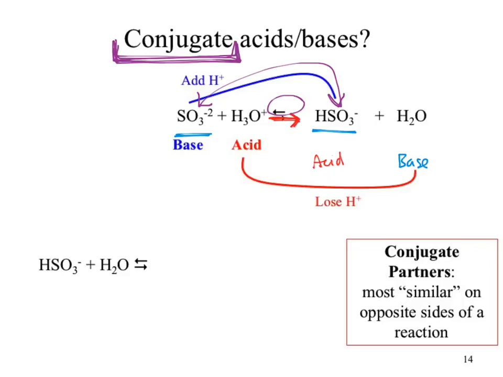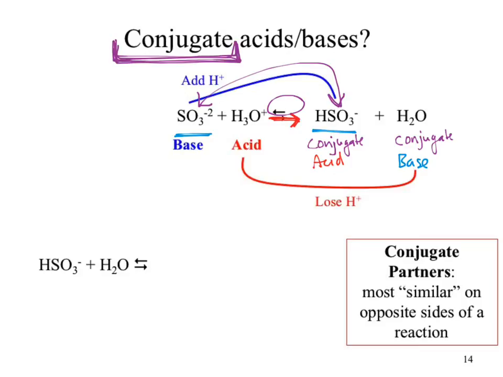What if I want you to say H2O? What we'll do is still define it as a base, but we'll add the term conjugate. H2O is the conjugate base. HSO3 minus is the conjugate acid. This removes some of the ambiguity of just saying what's the acid.